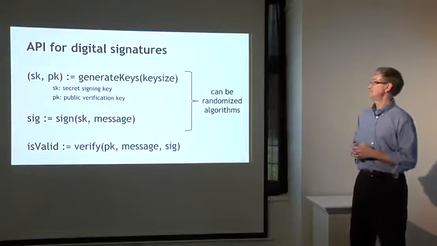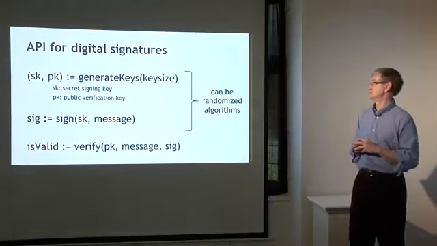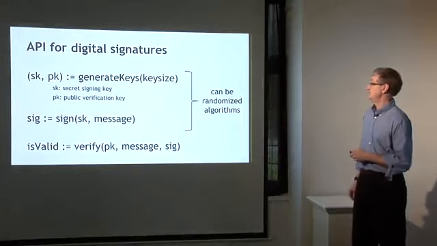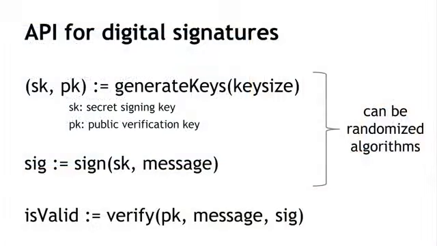So let's get into the nuts and bolts. Here's an API for digital signatures. There are three operations that we need to be able to do. The first one is we need, in the beginning, to be able to generate keys. And so we have a generate keys operation, and we tell it a key size. How big in bits should the keys be? And this produces two keys, SK and PK.